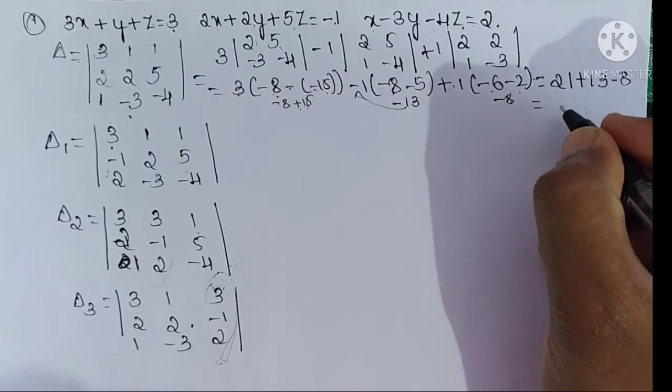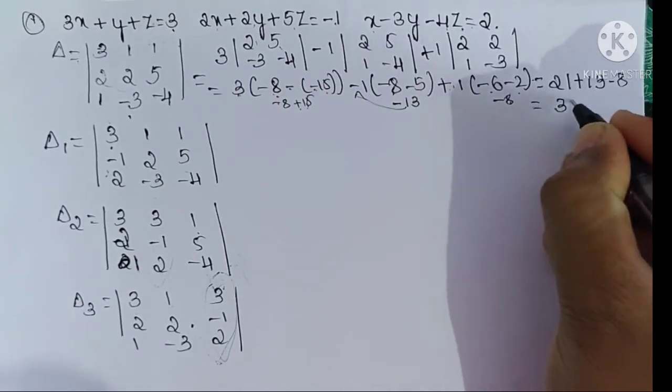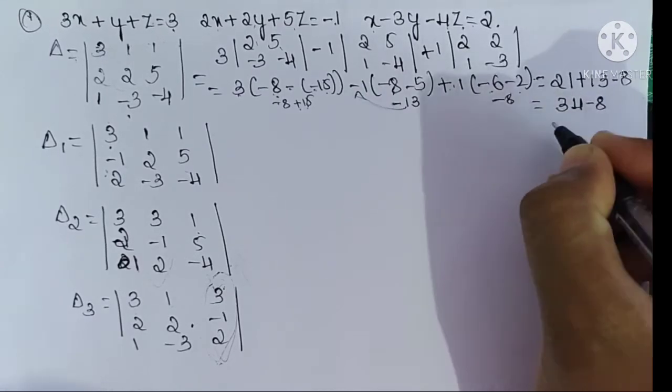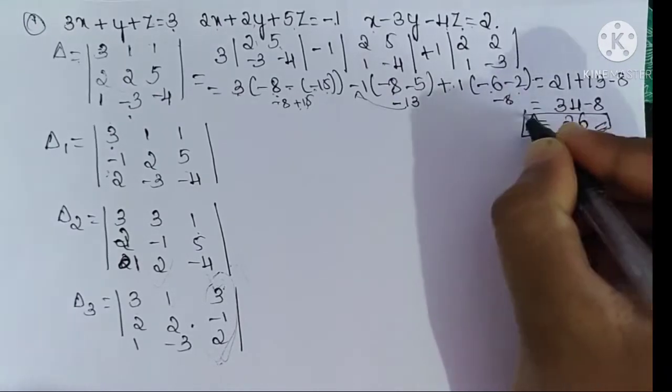21 plus 13 is 34. 34 minus 8 is 26. Delta is equal to 26.